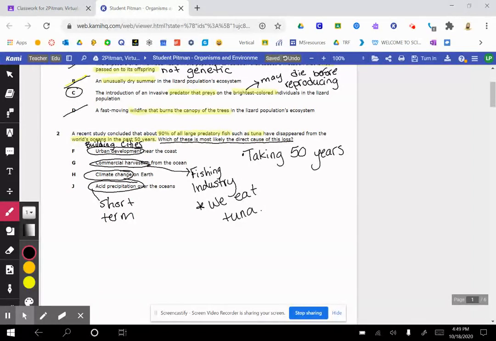So when I look back at this, looking at the clues that I have here in my question, I'm thinking the answer is definitely G, because commercial harvesting is the fishing industry, and we do eat tuna, and we have been fishing for a very long time. This could take 50 years or more, and it is a tuna that we would be harvesting commercially from the ocean.